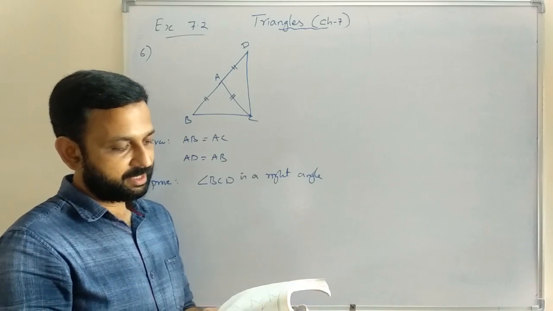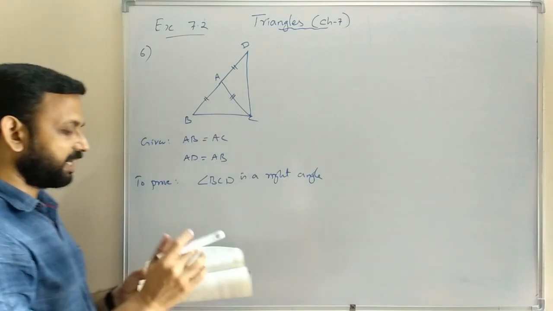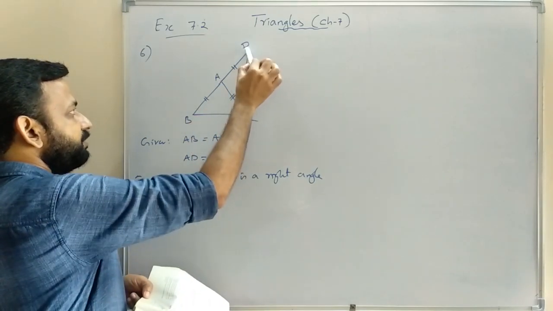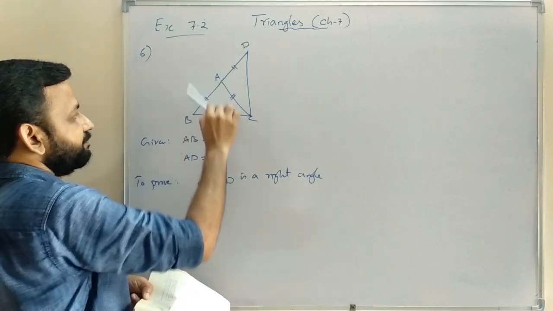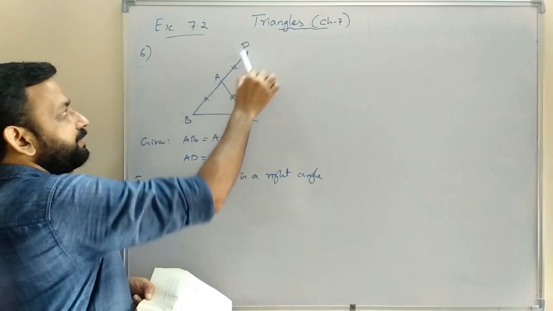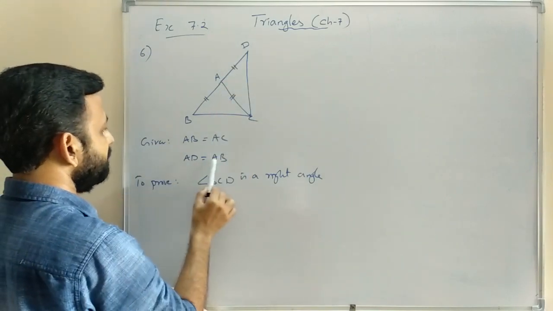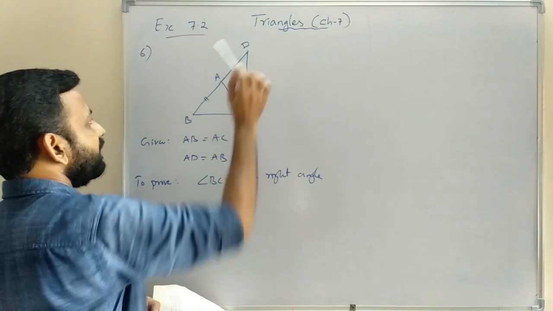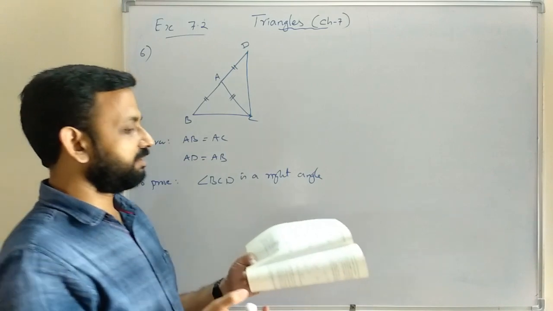Then side BA is produced to D such that AD equal to AB. That means it forms a straight line, extend BA to D such that AB equal to AD, that is also given. These two line segments are equal. Show that angle BCD equal to 90 degree.